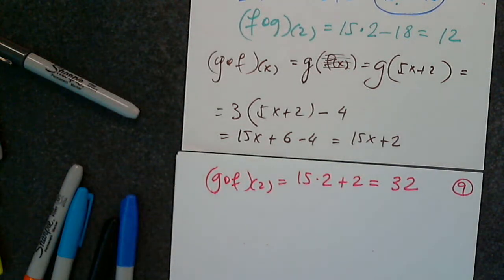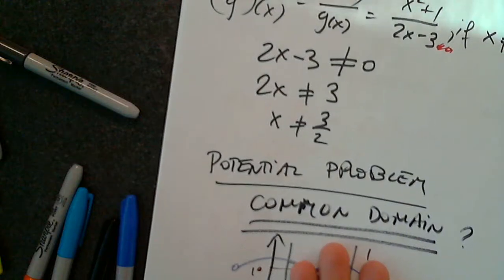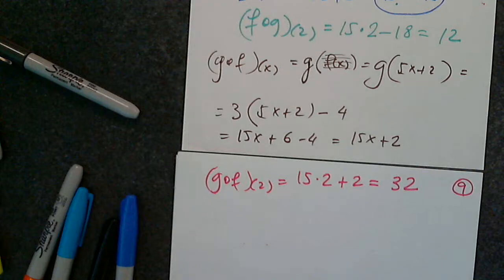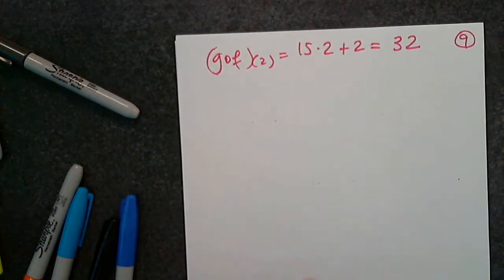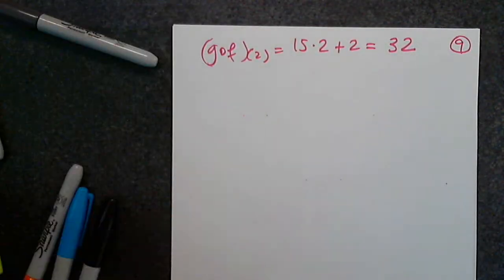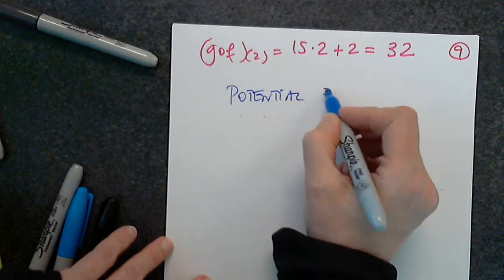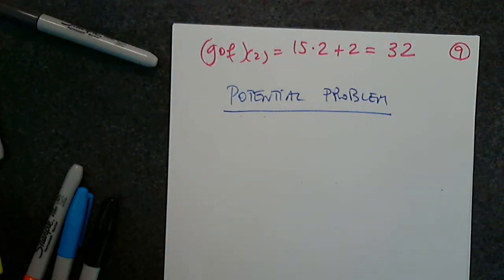Now, do you remember a few minutes ago when we looked at the sum, difference, product? I said potential problem. What is it? Right. There was no discussion of common domain here whatsoever. The functions do not have to have a common domain in order to create the function composition. But there is a much bigger problem here. Potential problem. I will not test you on this. I do with my pre-calculus and calculus, but not in this class.